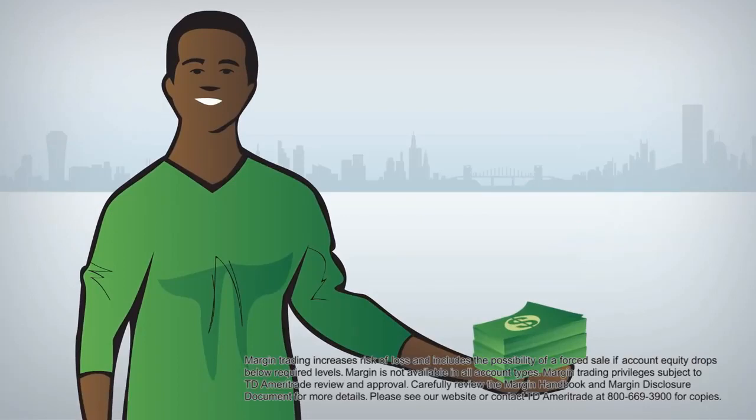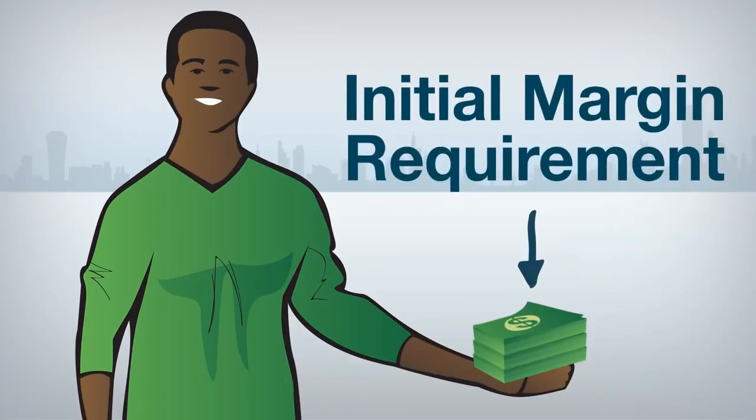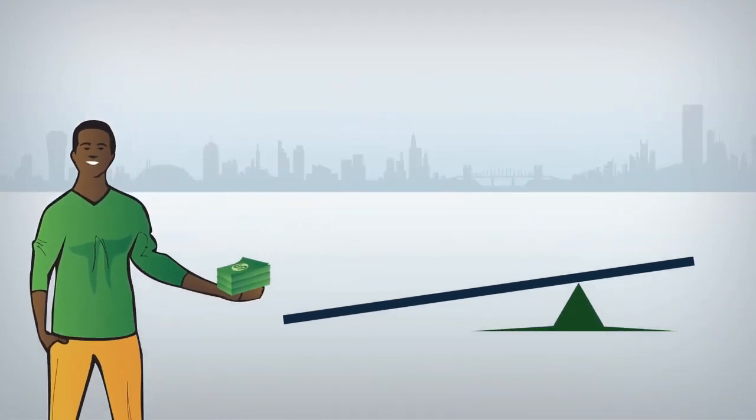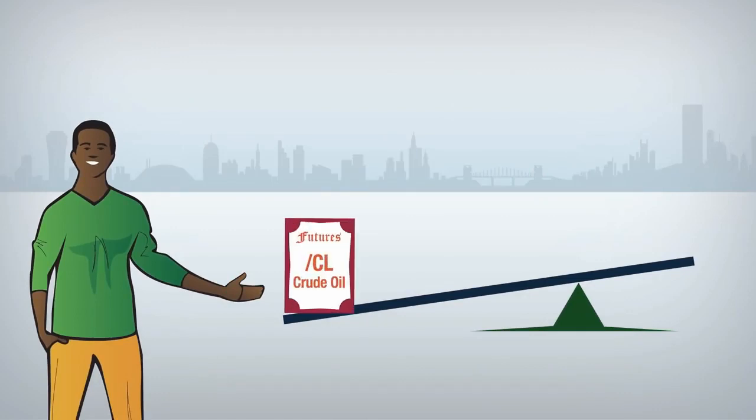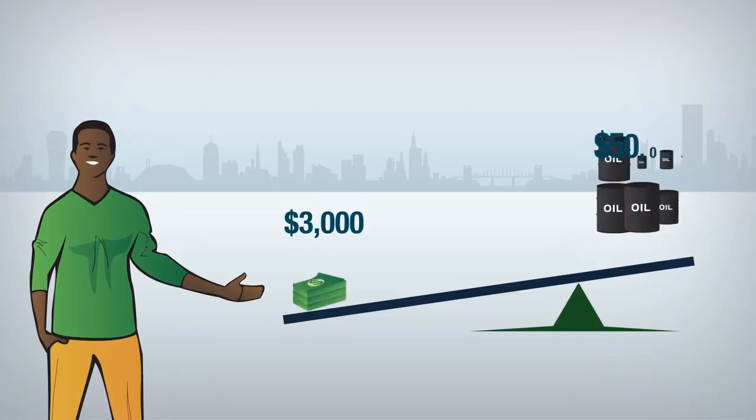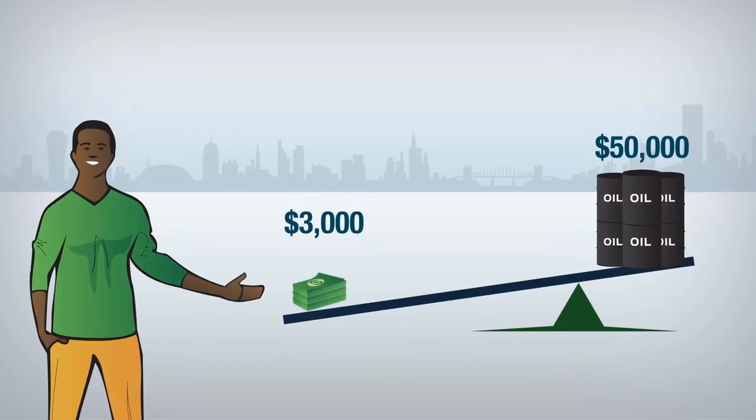This deposit is called the initial margin requirement, and it refers to the minimum amount of funds a trader needs to enter into a futures contract. The initial margin requirement is set by the exchange and subject to change, but in our example, we'll say that to purchase one crude oil futures contract, the trader had to put up $3,000 for margin to control nearly $50,000 in oil.